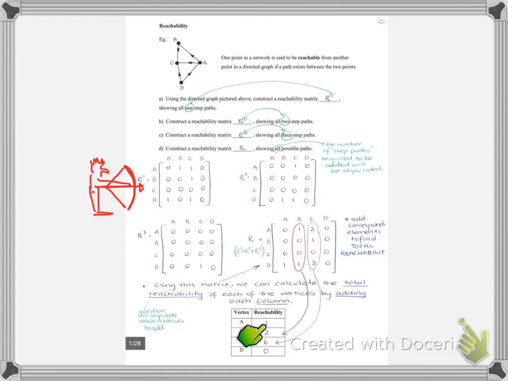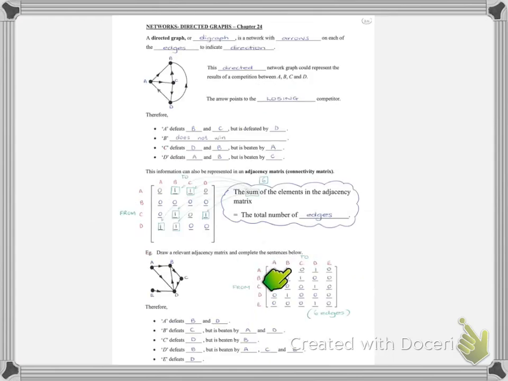A has a reachability of 1. B has a reachability of 1. Here's another one. So that's a reachability of 2.